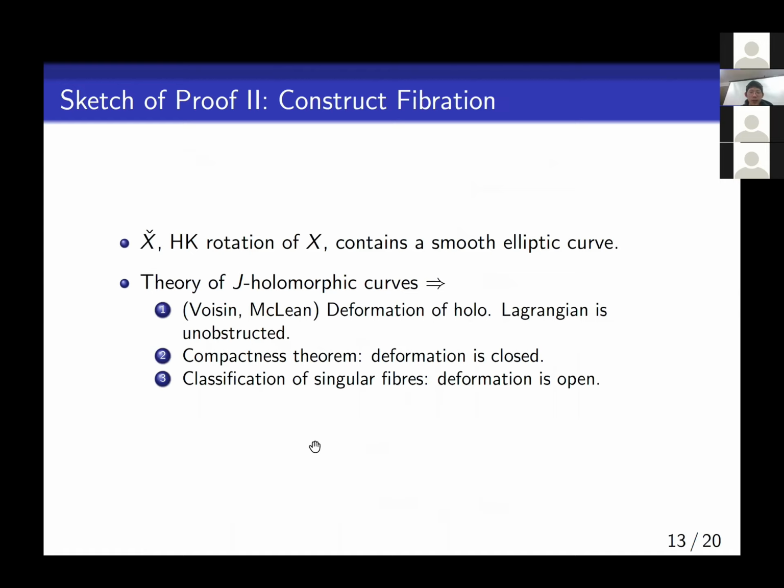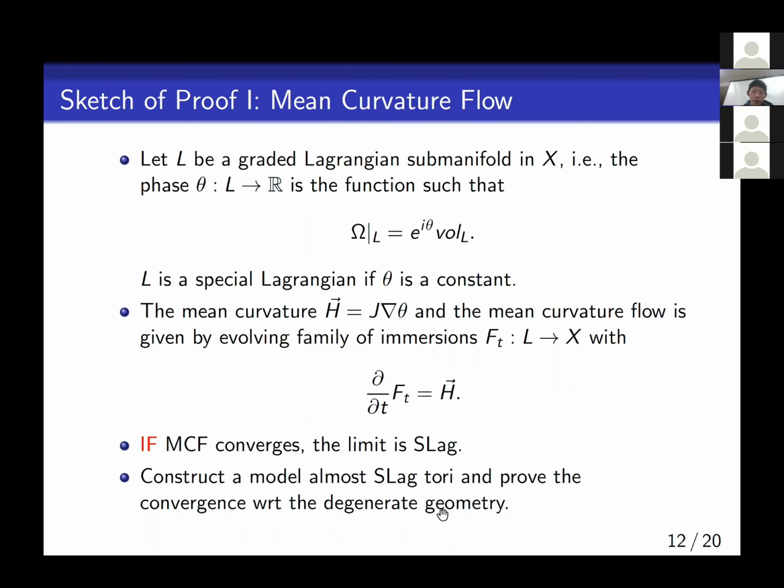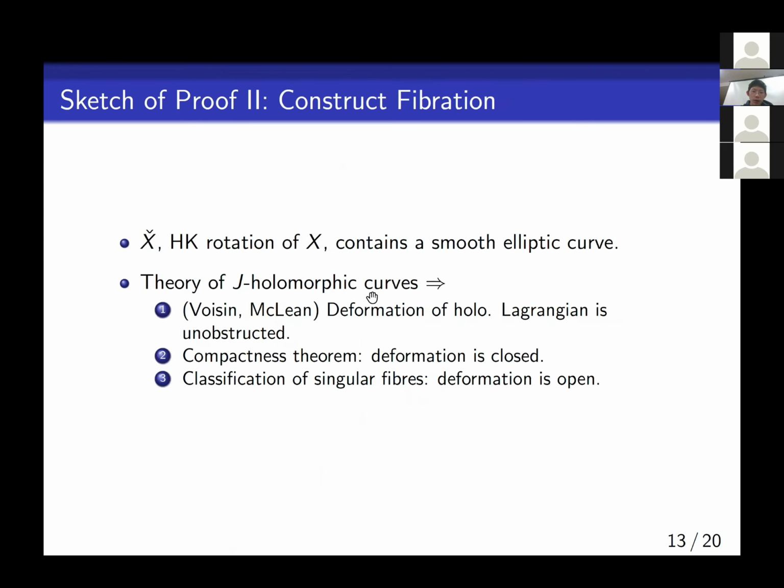So the second step. Now I can do hypercurve rotation to X check. And then the hypercurve rotation will move this spatial Lagrangian tori to a smooth curve. And so then I will replace the analysis part of the Riemann-Roch with something which I change to Lagrangian mean curve flow. And then I'll get a smooth curve.